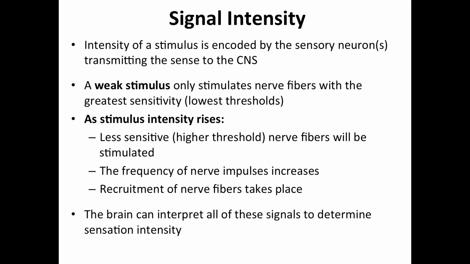Now as stimulus intensity rises, you start to see that in addition to these greatly sensitive neurons, now you begin to stimulate less sensitive neurons, those that have a higher threshold. So you've got more neurons now that are firing. You also find that the frequency of nerve impulses is going to start to increase. So each one of these sensory neurons begins to fire more often, releasing more neurotransmitter at its synapse on down the line. And then you begin to see recruitment of nerve fibers taking place at a pretty quick pace. What's neat is the brain can actually start to interpret the combinations of frequency and recruitment to begin to determine sensation intensity from all these signals.